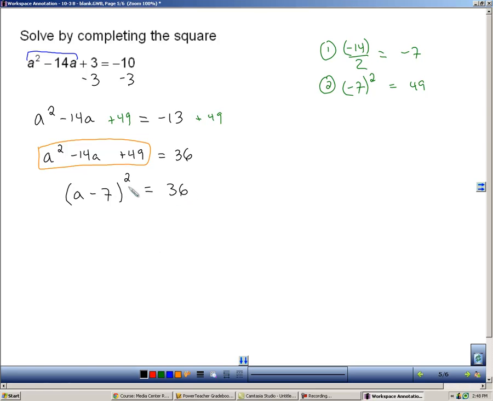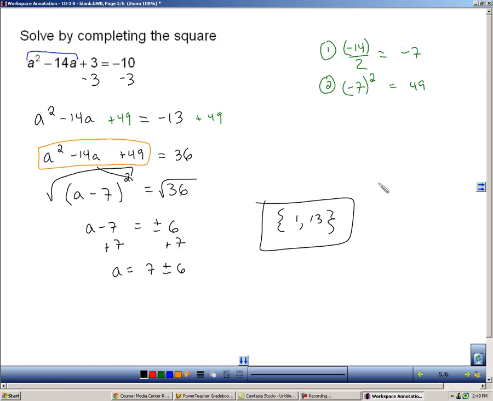And now we can use our square root property, which is the point of doing all this in the first place. So a minus 7 equals plus and minus 6. Add 7 to both sides. So a equals 7 plus and minus 6. Two answers. 7 minus 6 is 1. 7 plus 6 is 13. So the two solutions are 1 and 13.